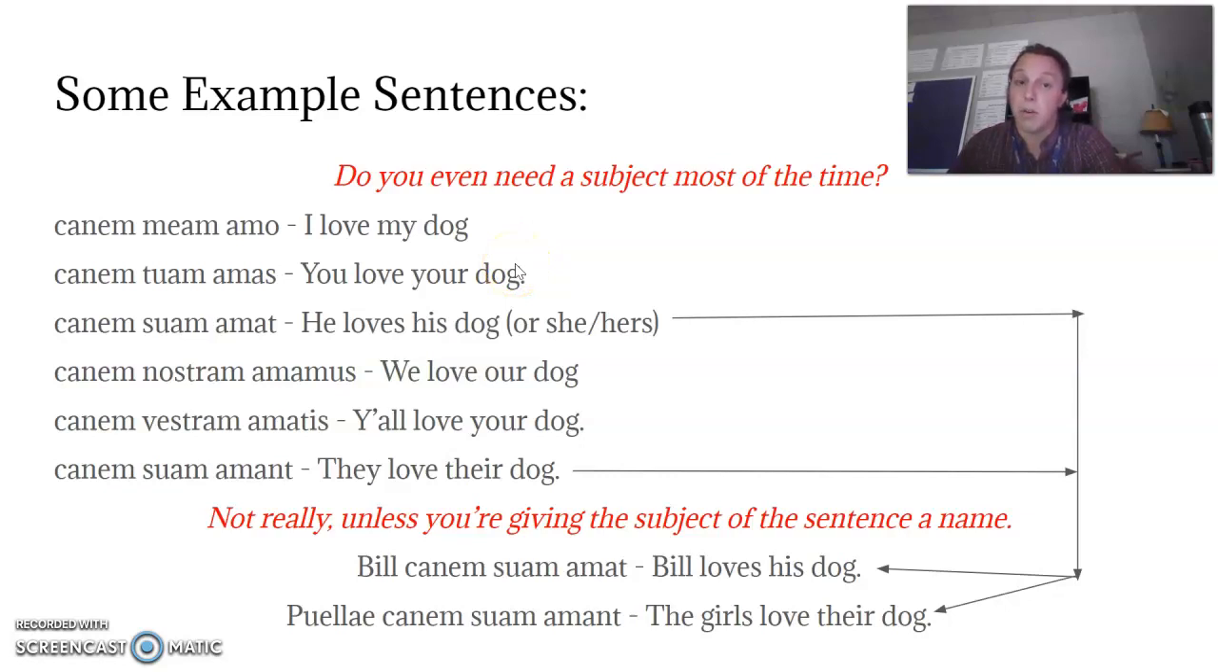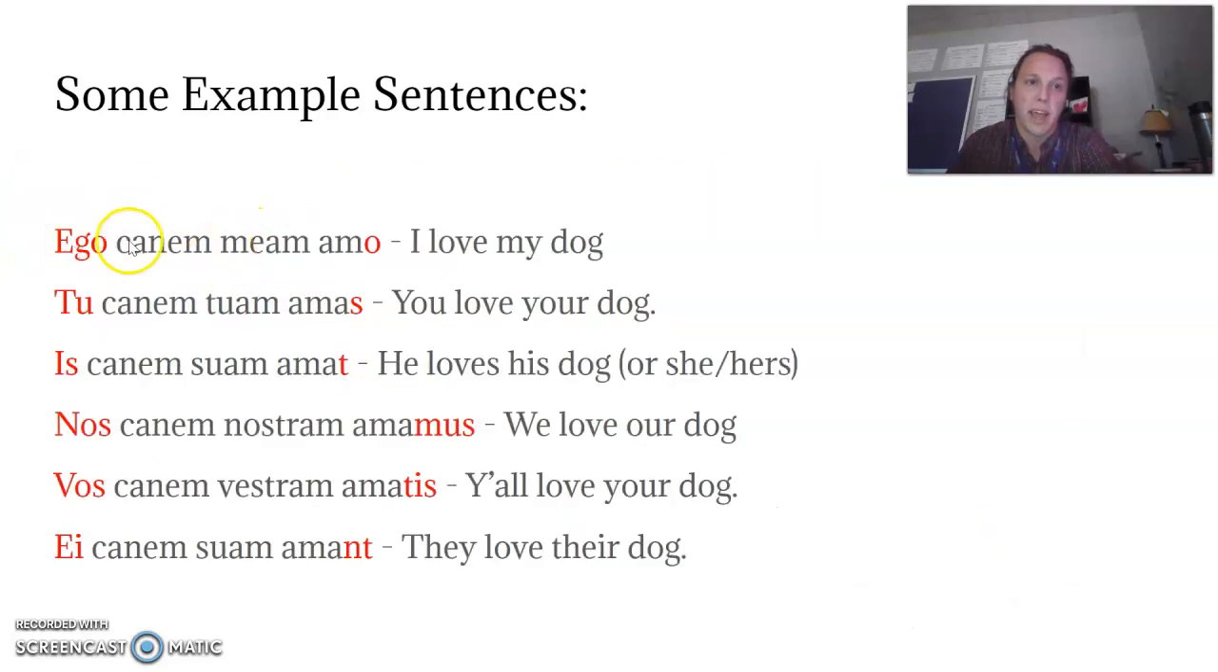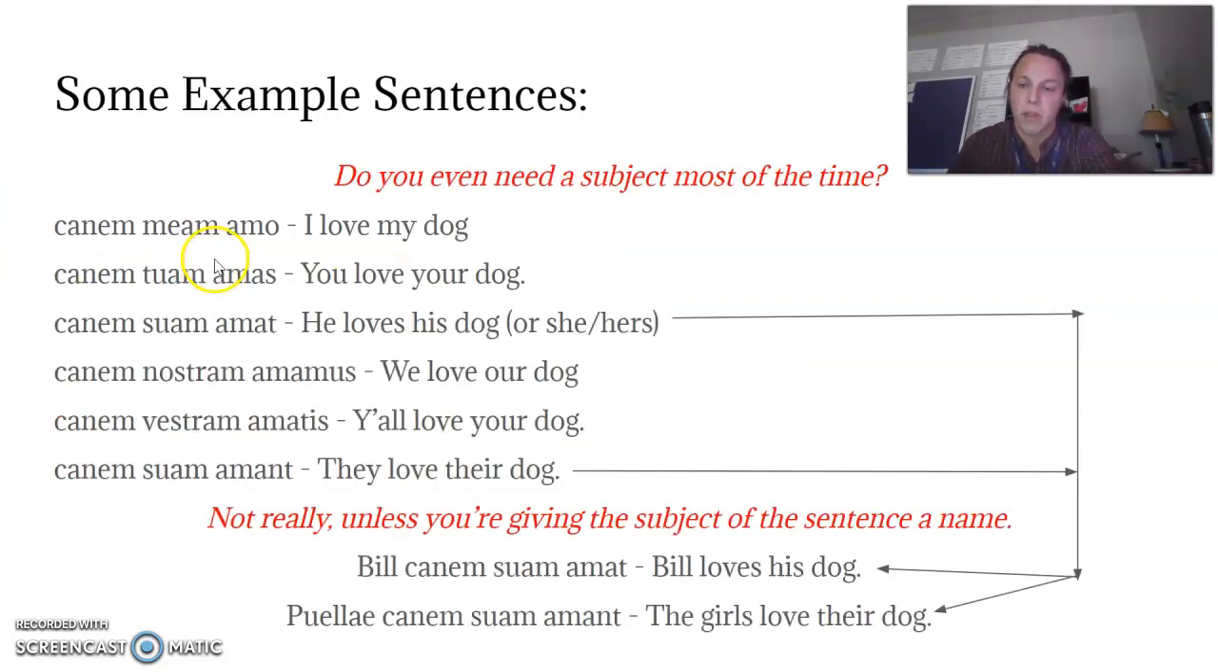And so how do you figure out who's doing it? Well, typically you'll look at the end of the sentence and look at the ending of the verb, and that will tell you whether it's I, you, he, she, it, we, y'all, or they. So you don't really need it, and so you'll see these sentences all mean the same thing. I love my dog, canem meam amo means the same thing as ego canem meam amo.